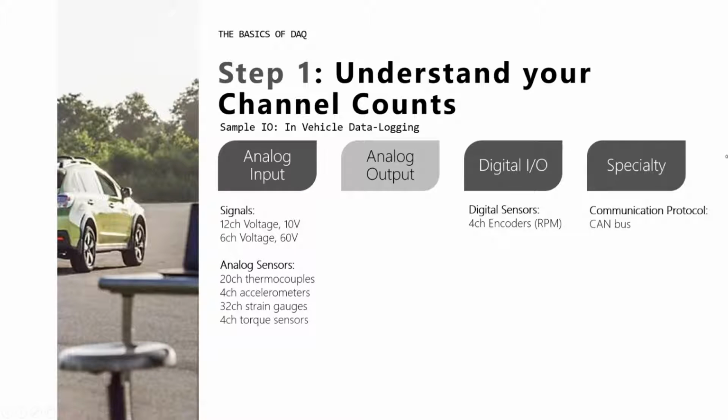For example, in vehicle data logging, you may have 12 channels of voltage, around 10 volts, 6 channels of voltage around 60 volts, and then some sensors to measure temperature, vibration, strain, and torque. And then you would have a digital input/output, which is recording the revolutions per minute of your wheels. And then, of course, the car computer uses CAN bus.